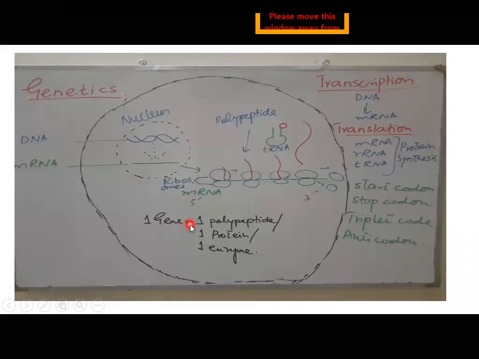We call it the one gene, one polypeptide, or one gene, one protein, or one gene, one enzyme hypothesis. Actually, one gene is responsible for making the protein structure, and enzymes are also proteins. So we can say that enzymes are also made by the same process. So this is the formation of protein, the transcription and translation process.